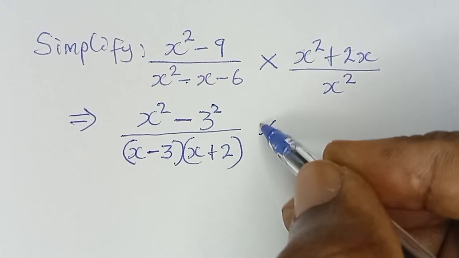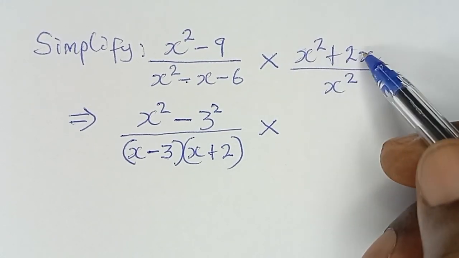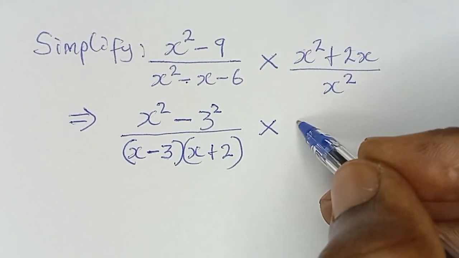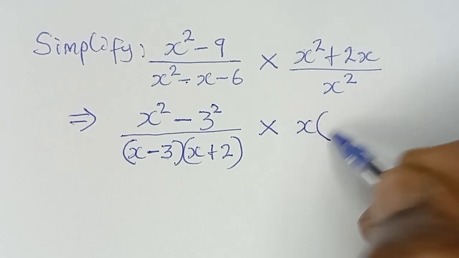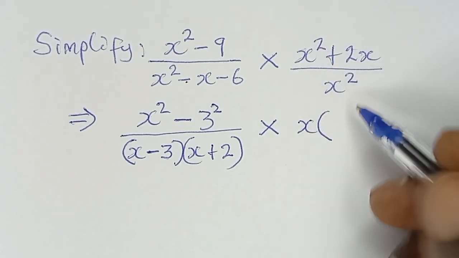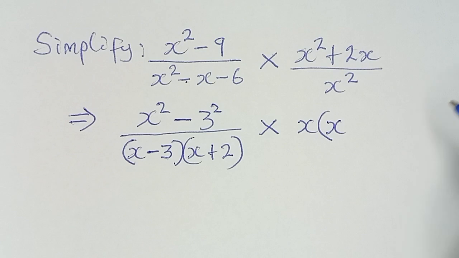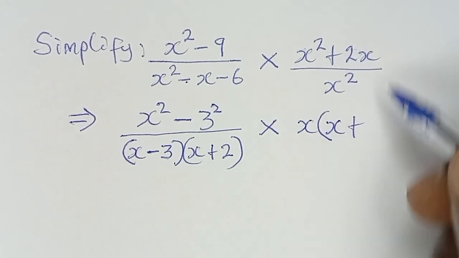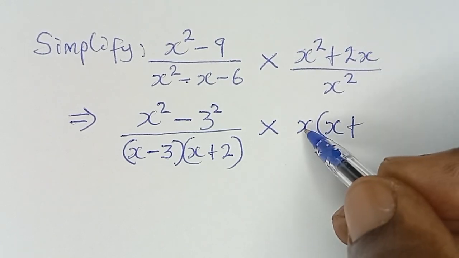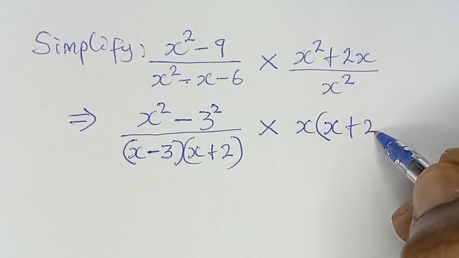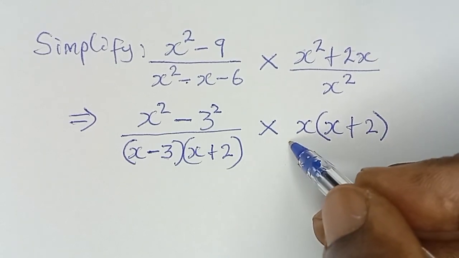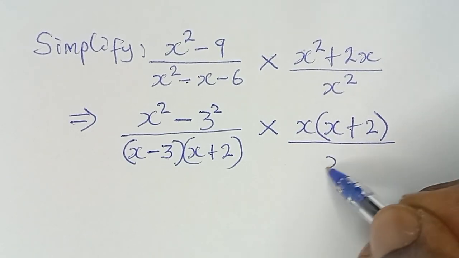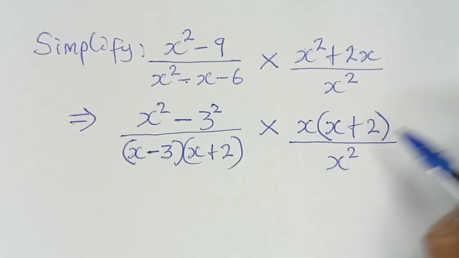And then, multiplied by this one, what is common to the terms is x. So we can take out x and open up brackets. x squared divided by x, and we'll be left with x here. And then plus 2x divided by x, and then we'll be left with 2 here. And then all over x squared.